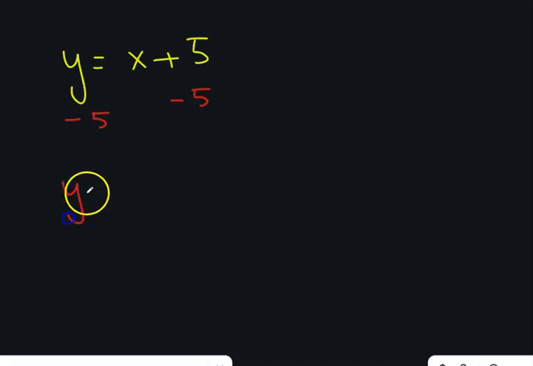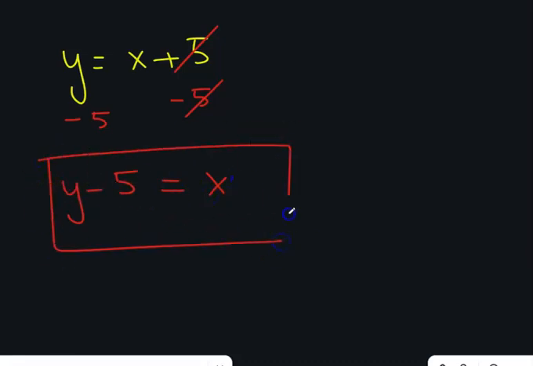Another example, y equals x plus 5, and let's solve it for x. So we have x plus 5. To get rid of plus 5, we need to subtract 5 from both sides. On the left side, I have y minus 5, equals, on the right side, x plus 5 minus 5. The plus 5 minus 5 are gone, and I have only x. So x equals y minus 5.